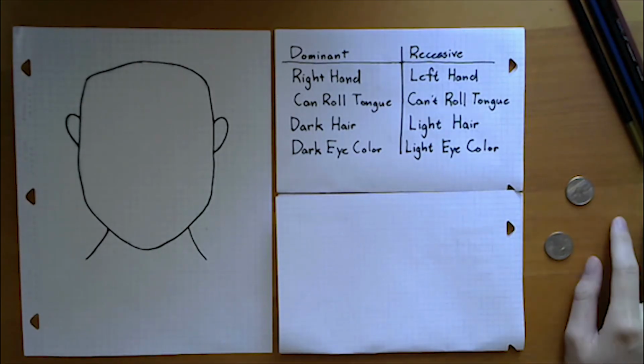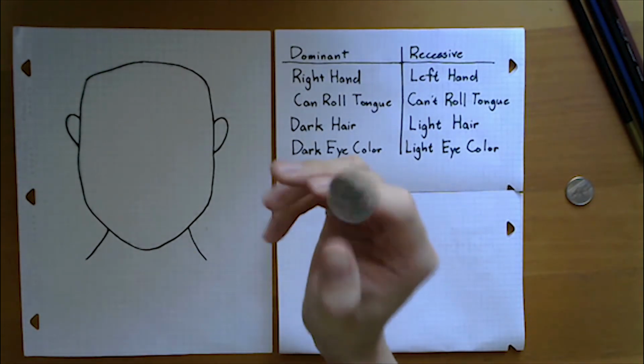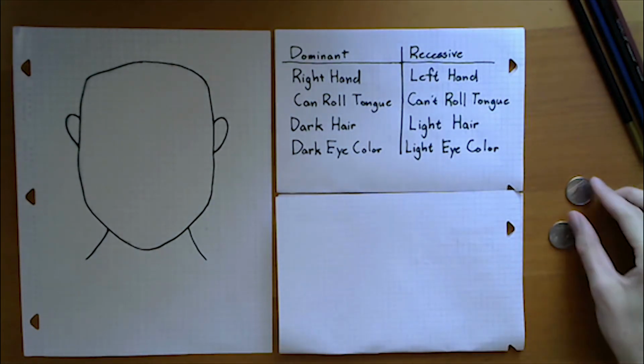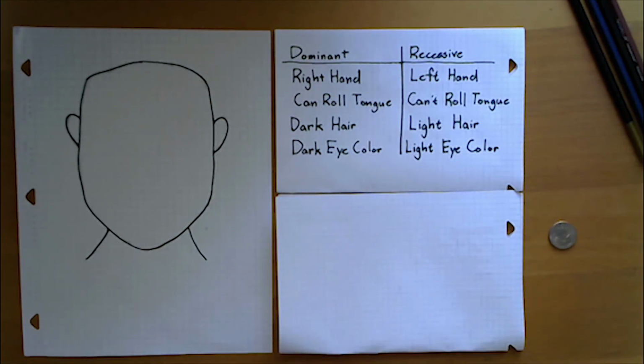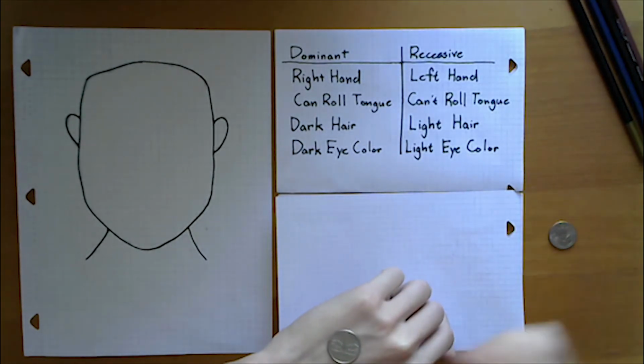For each trait on our list, we will flip each of our 2 coins once. If we flip heads, then it represents the dominant allele for that trait. Likewise, if we flip tails, then it represents the recessive allele for that trait. With our 2 alleles, we can then determine what trait is being expressed and what we can draw on our face.